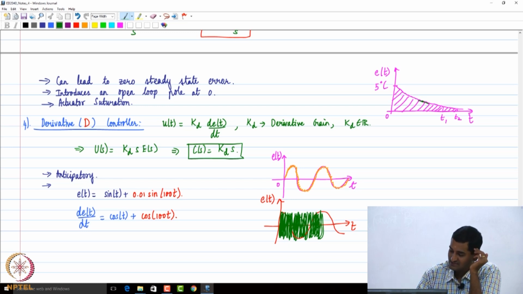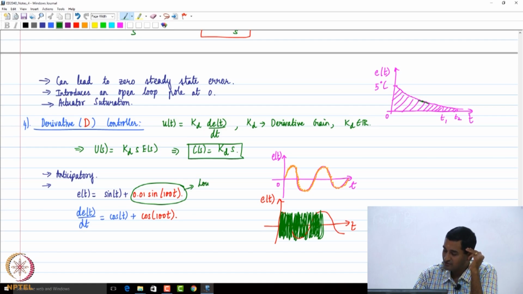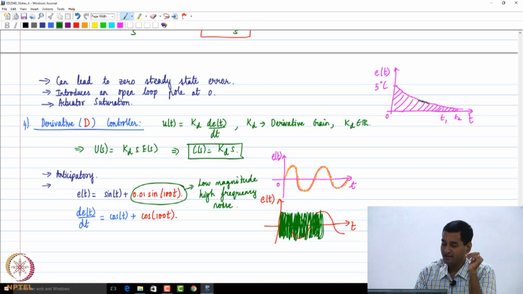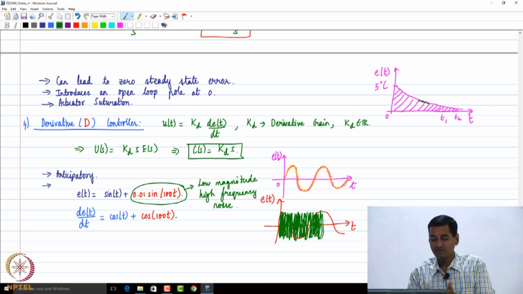We may consider the noise to be low magnitude, but the issue for us is that it's a low magnitude, high frequency noise. That is the problem for us. The control action just amplifies it, and that can lead to problems.